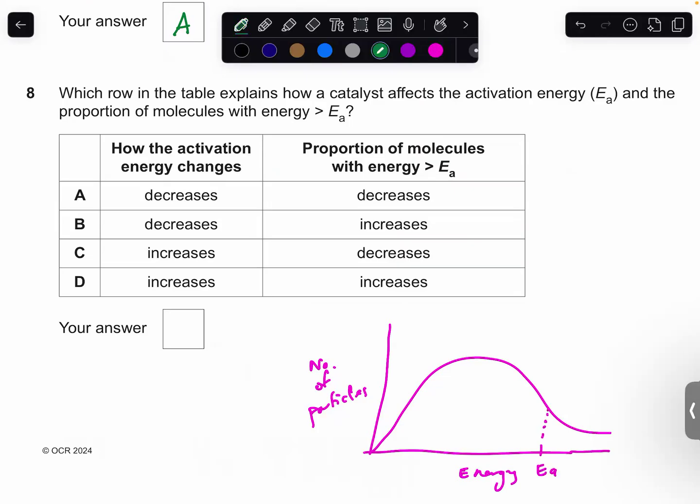And when we're using a catalyst, let's call it EC, it lowers the activation energy, giving you a greater proportion of molecules that now have energy greater than the activation energy. So the activation energy decreases, and the proportion of molecules with energy greater than activation energy is going to increase. So the answer is B.